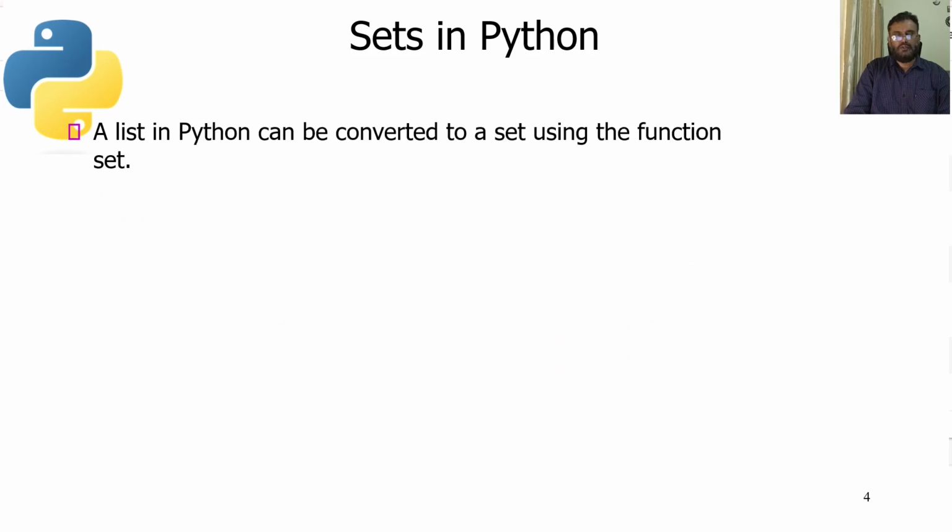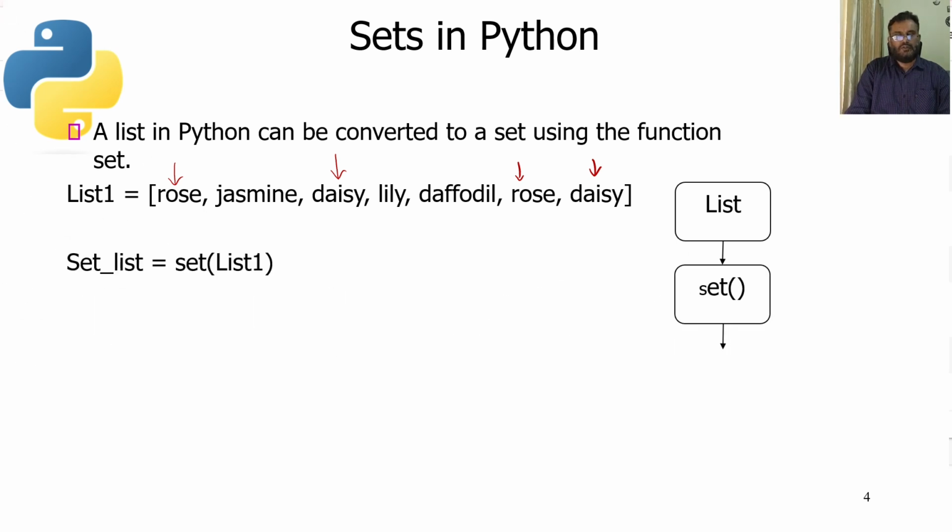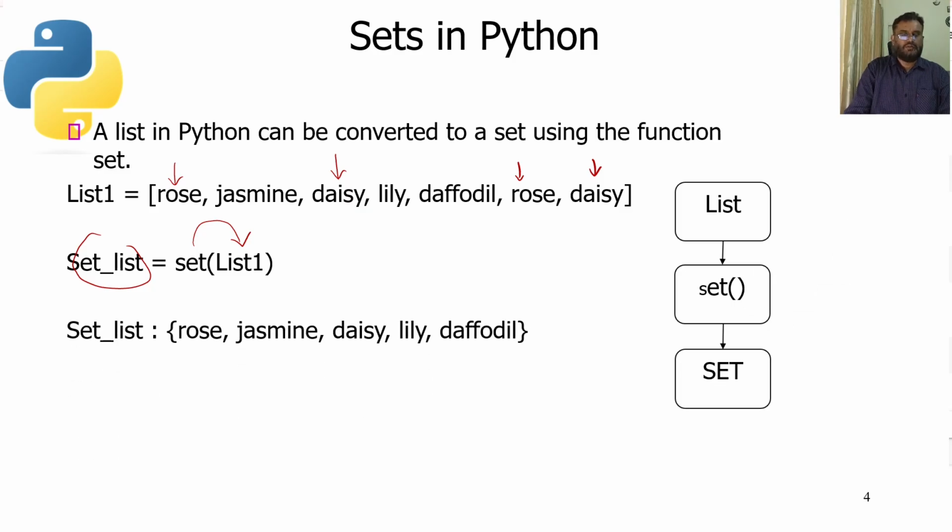So a list in Python can be converted to a set using the function set. For example, I have this list in which again I have multiple occurrences of Rose and more than one occurrence of Daisy. So when I invoke the set method on this list, it will return a set which has been created from this list 1, and it will just show me the elements without duplication. So I have just one occurrence of Rose and one occurrence of Daisy, as visible here.